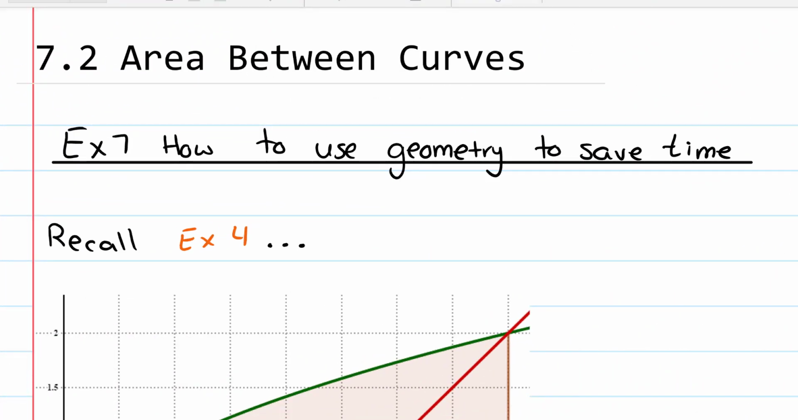Example 7. How to use geometry to save time in integrals. Recall example 4. In example 4, we looked at the area between the x-axis and a curve where the lower limit of integration was a different function.